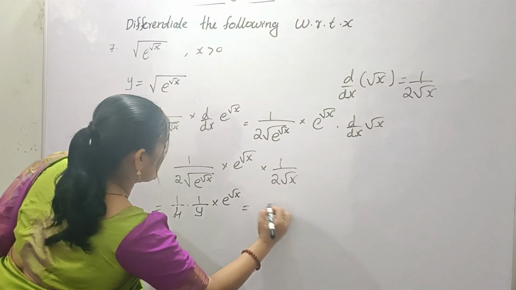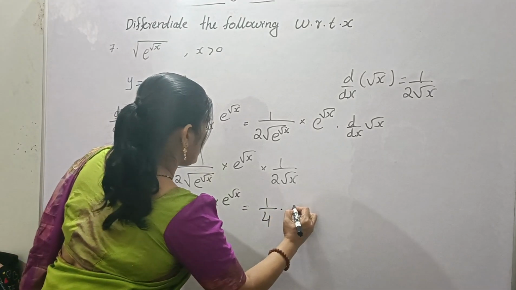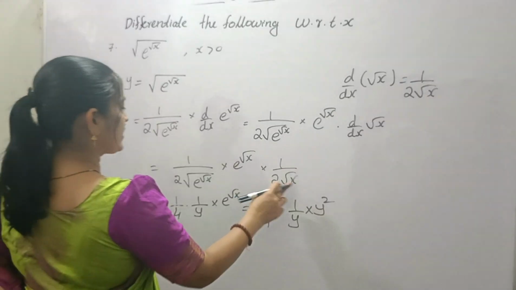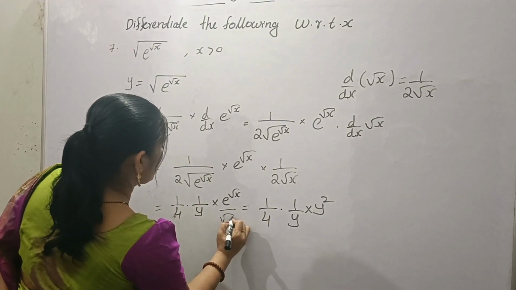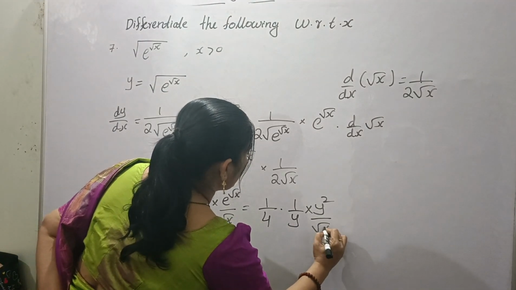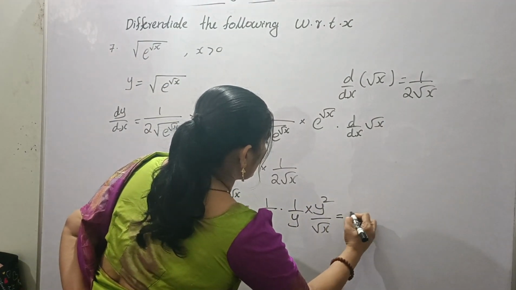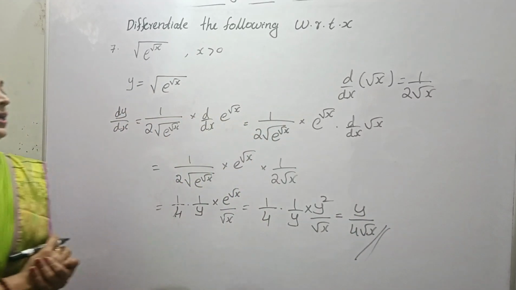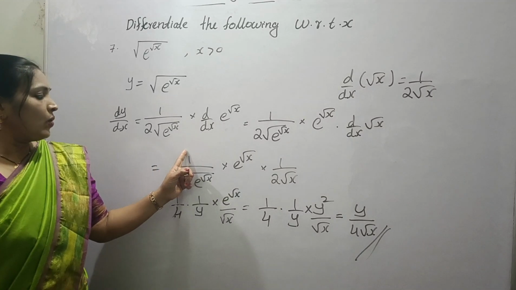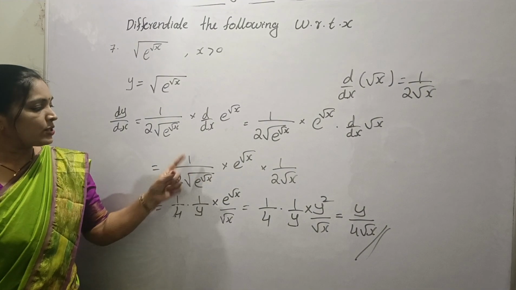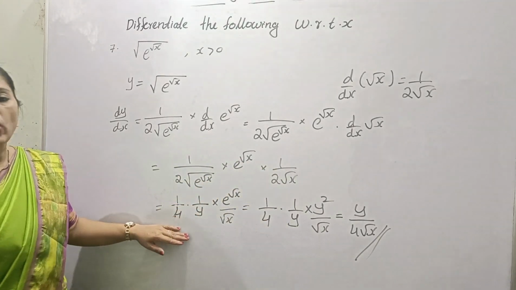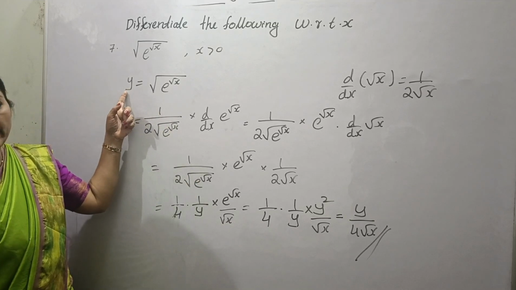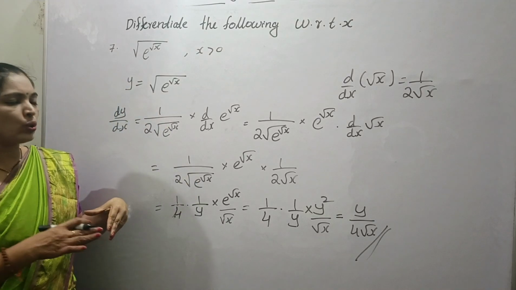That is 1 by 4 into 1 by y into y square, and this root x is here, right? Root x, y square divided by root x. So 1 y cancelled, so it is y divided by 4 root x. How? See, 1 by 2 root e raised to root x. So this 1 by 2 into 1 by 2 is 1 by 4. And 1 divided by this square root of e raised to root x is y. See, if you don't have time, don't go to simplify.